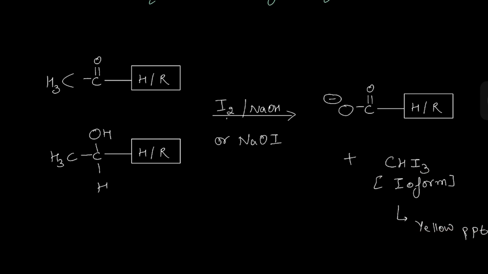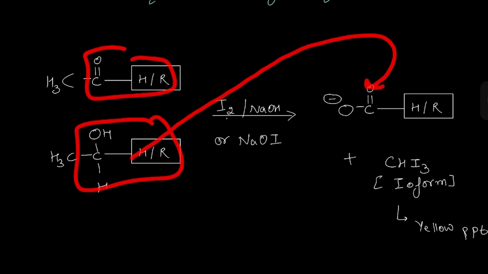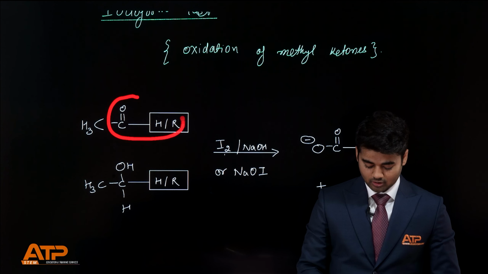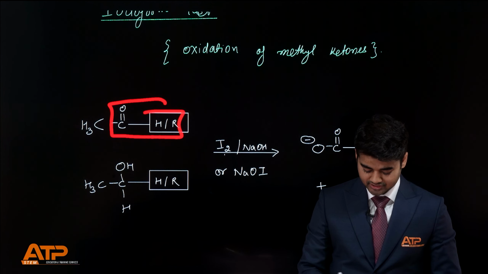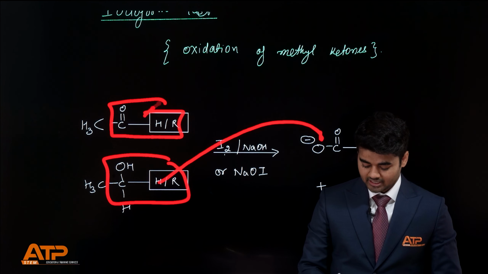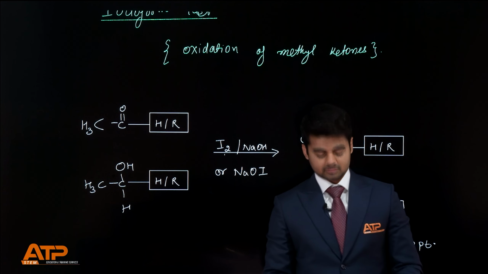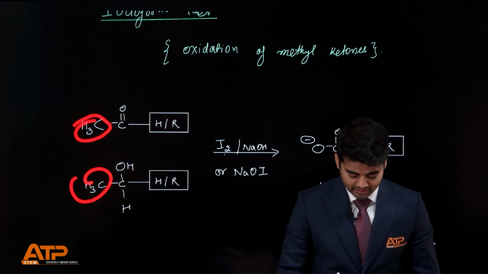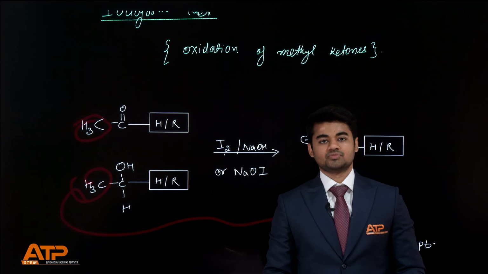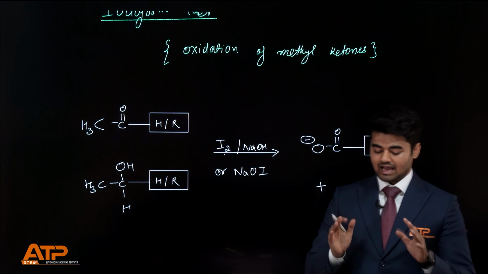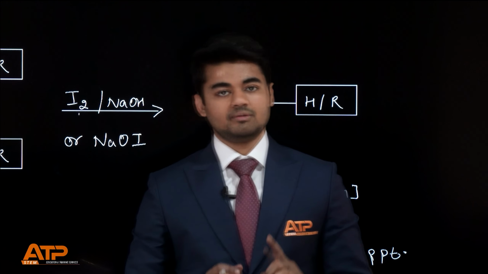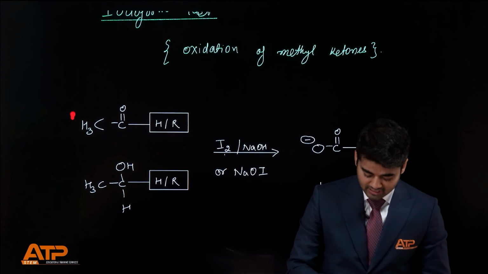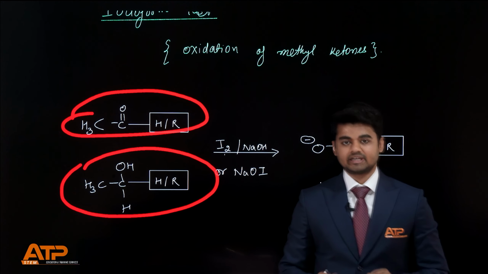Now what happens to the rest of the situation? It becomes its respective carboxylate ion. So whatever number of carbons are present here, apart from CH3, those many carbons are present in the carboxylate ion. What happened to that CH3? That carbon became iodoform. So mechanism we are not discussing here. As of now, we are just discussing a short trick how to identify which compounds will be giving us iodoform test. So we have to look for these two templates.